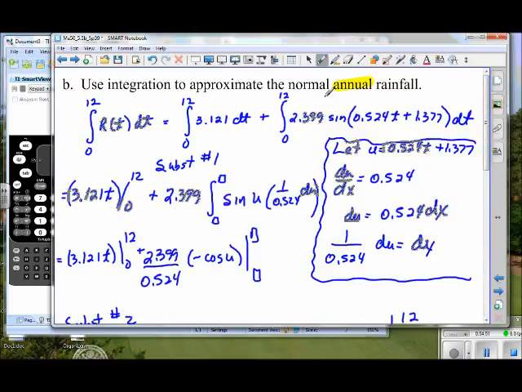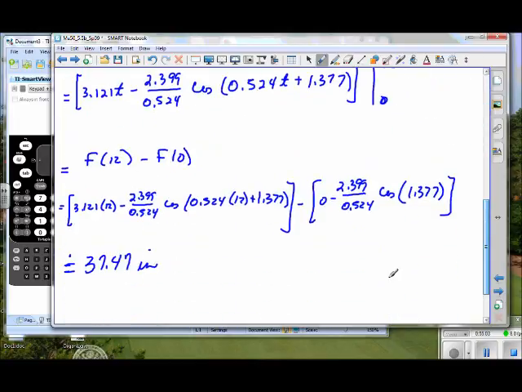Now, again, what does that represent? Well, it's the approximate normal annual rainfall. If we add up all the rain they get in each month, the average or the normal rainfall for each month, and for 12 months, and we add it up, we should have 37.47 inches of rain. Okay.